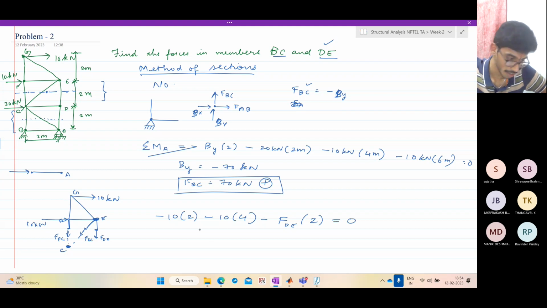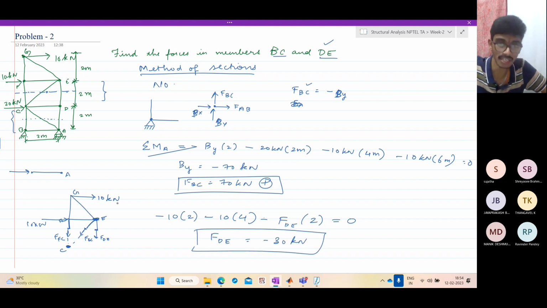Is equal to 0. So you get FDE as minus 30 kilonewtons. Since you assume tension and you're getting a minus sign, it's actually compressive. So this is also very simple. What did we do? First, determine the reaction. By the geometry of the joint, the reaction should be equal to the negative of the force if you assume tension. So in one step you get the force in FBC. The next step, you get the force in DE. So this is also a simple problem. Let's move on to the next.